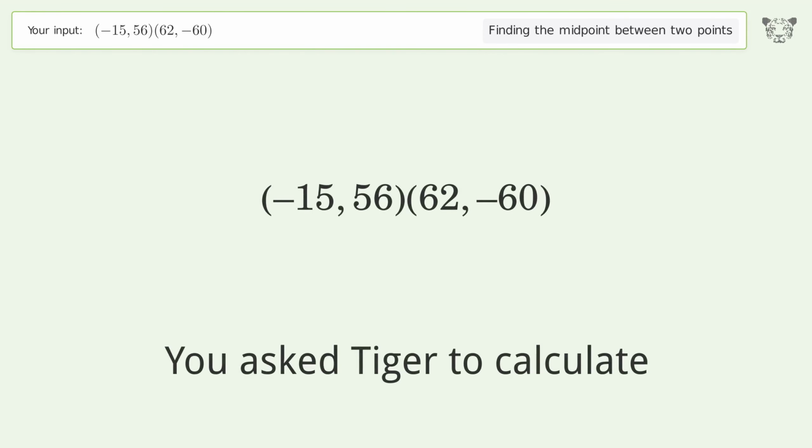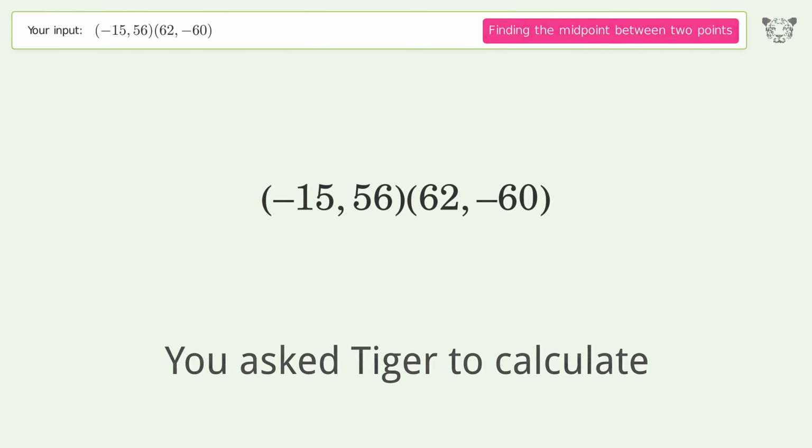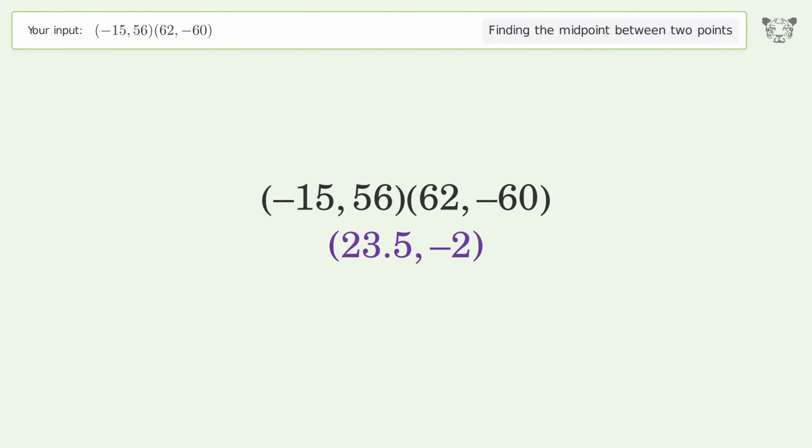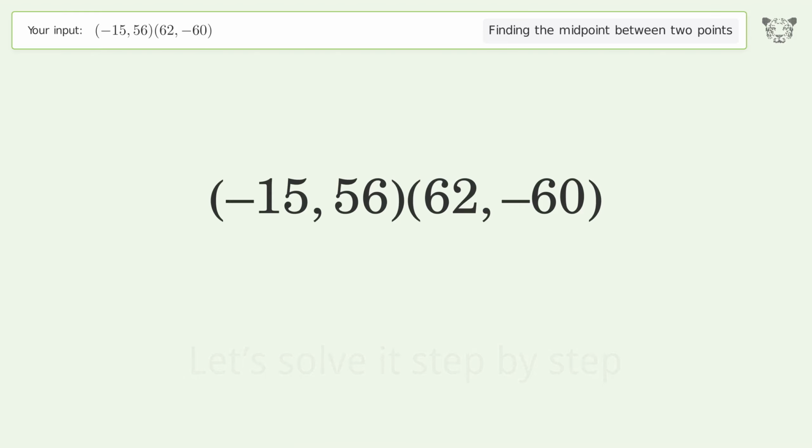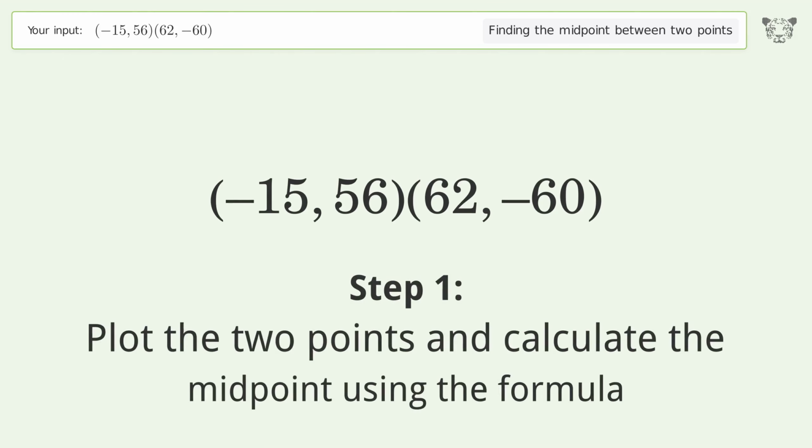You ask Tiger to calculate. This deals with finding the midpoint between 2 points. The midpoint between the 2 points is 23.5, -2. Let's solve it step by step. Plot the 2 points and calculate the midpoint using the formula.